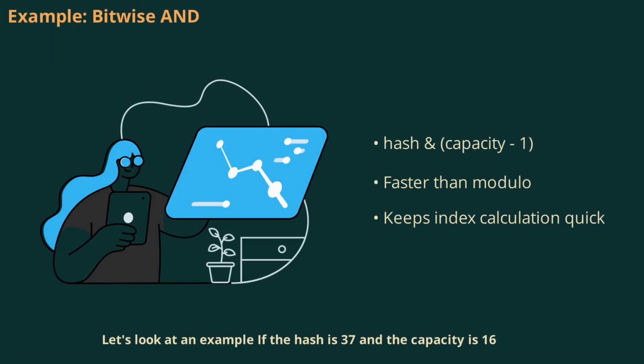Let's look at an example. If the hash is 37 and the capacity is 16, the index is calculated as 37 & (16 - 1), which equals 5.